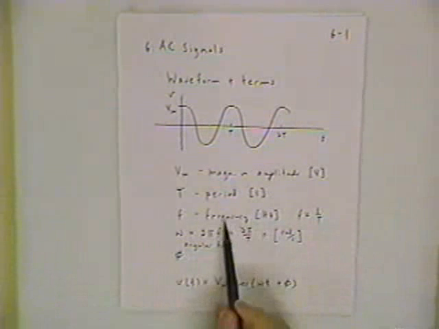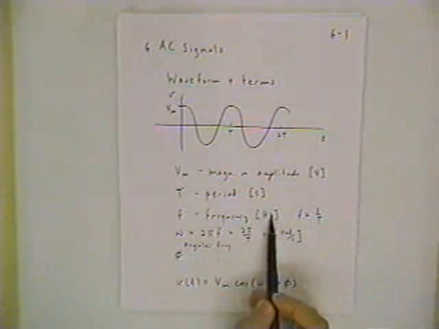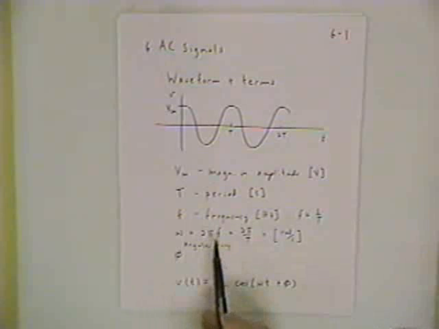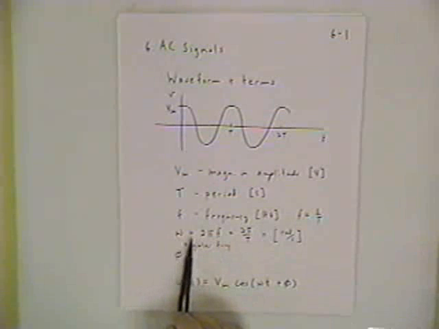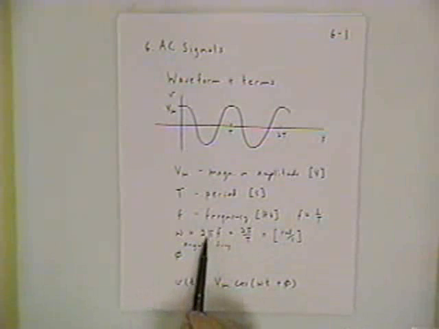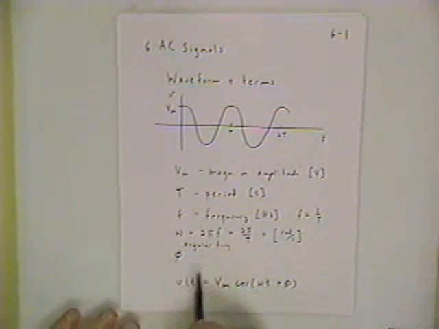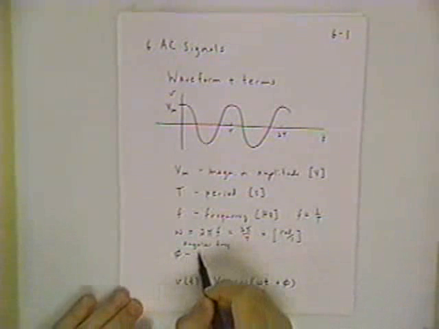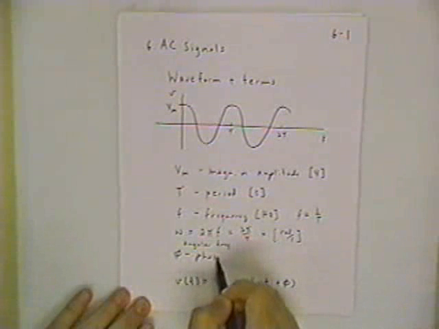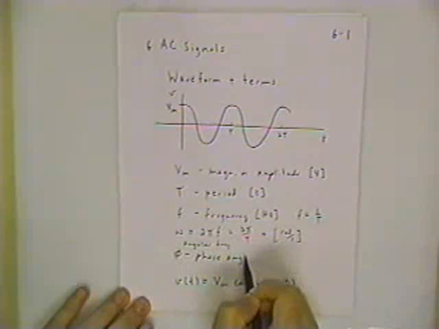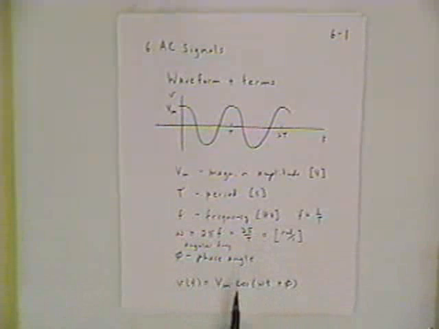So you have to be a little careful in problems. If you're given the frequency in hertz, that's this number, f. If you're given the symbol omega, you have to remember that's 2 pi times f, and it has to do with measuring angles in radians as opposed to measuring in degrees. Phi is a phase angle, and I'll elaborate on that in the next sheet.